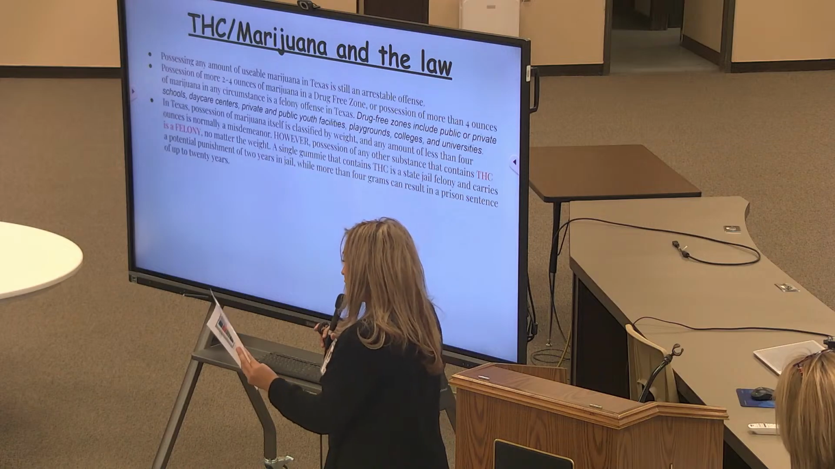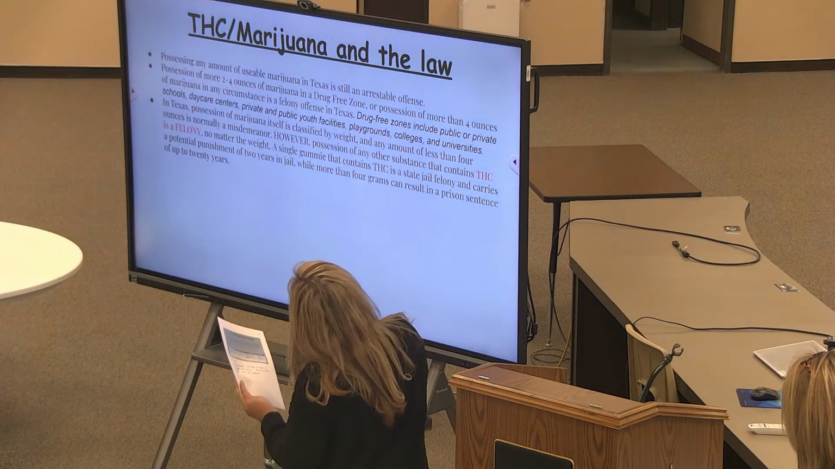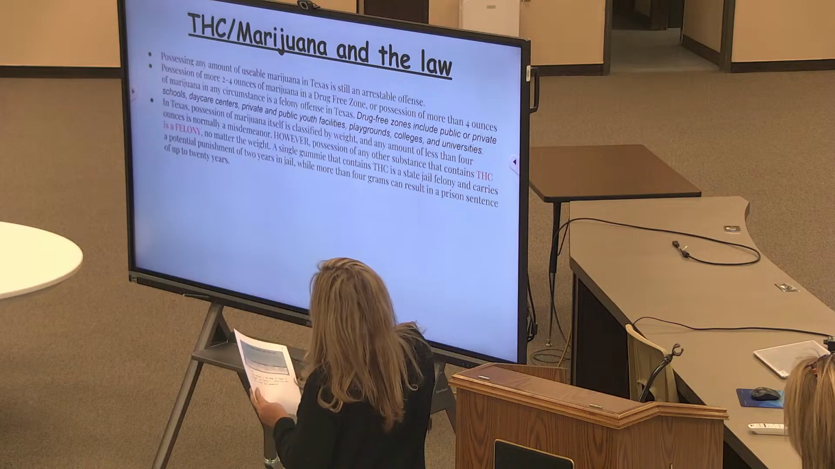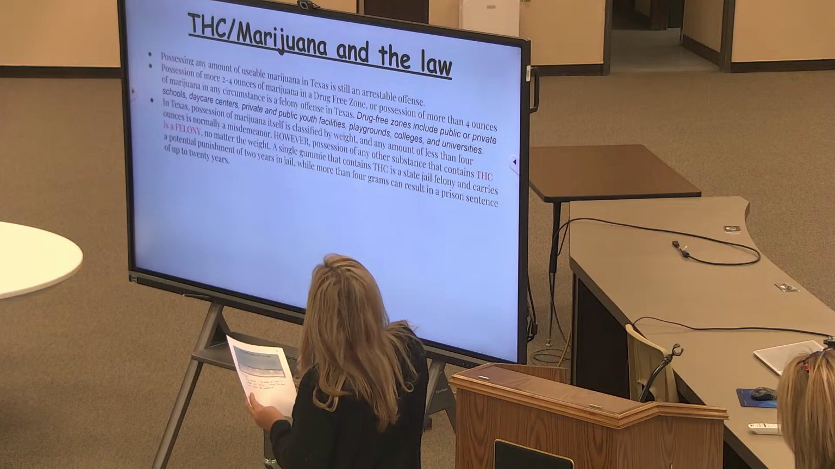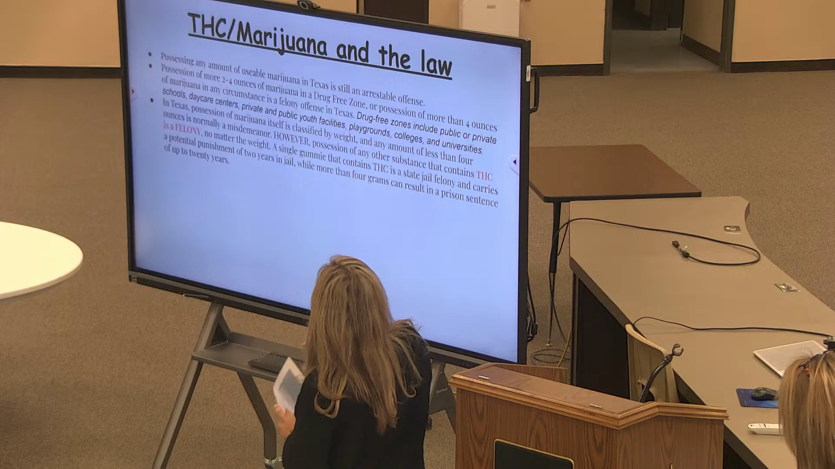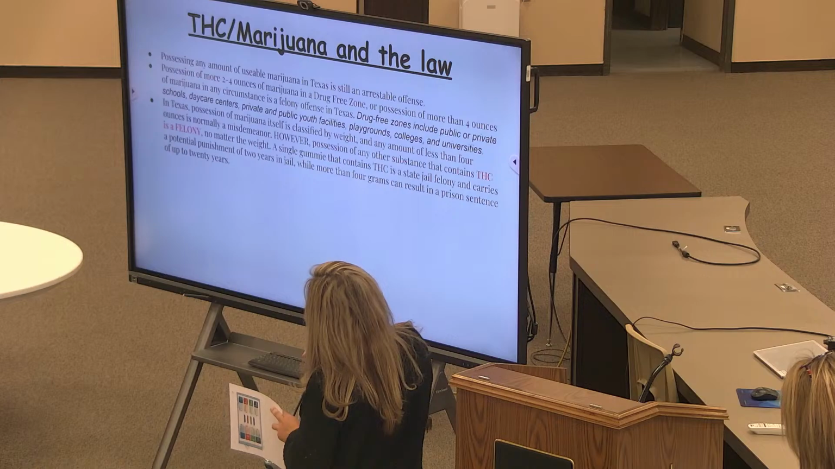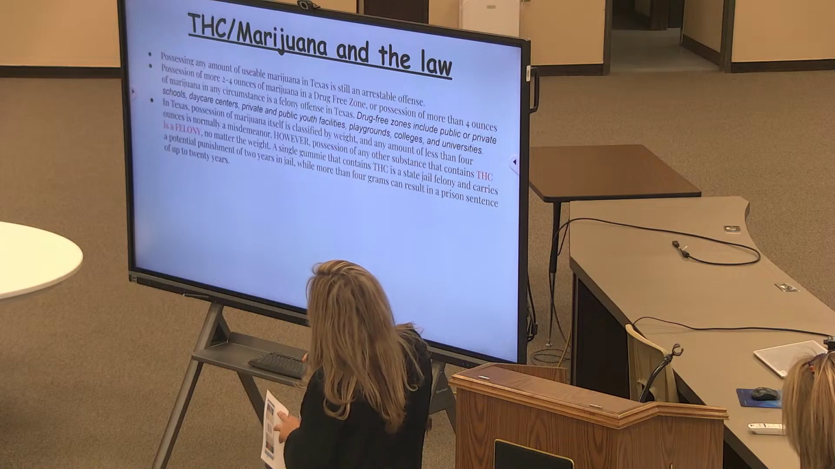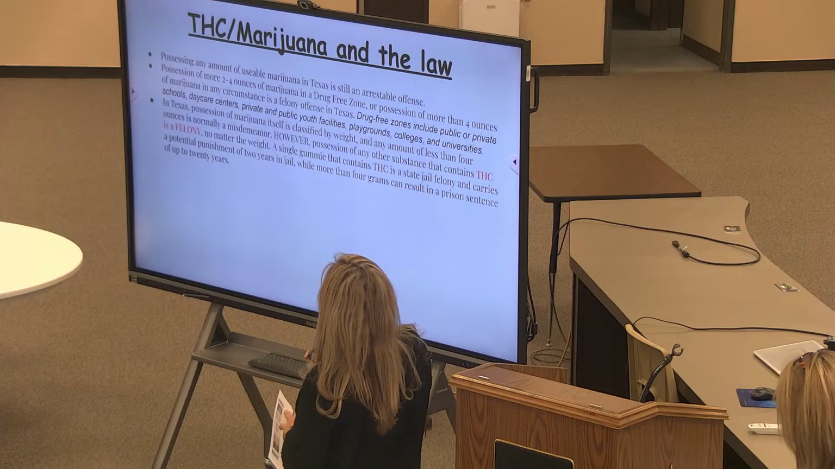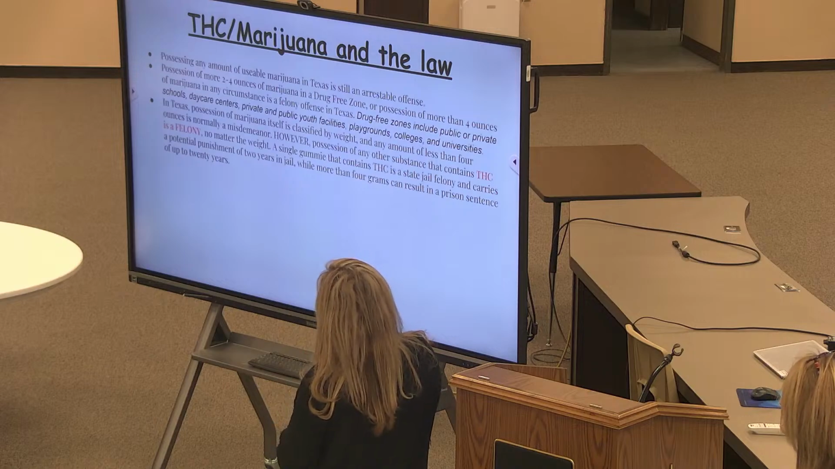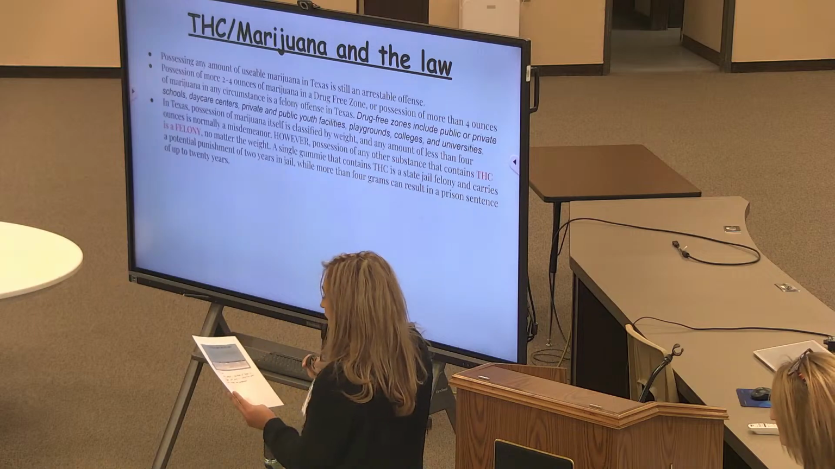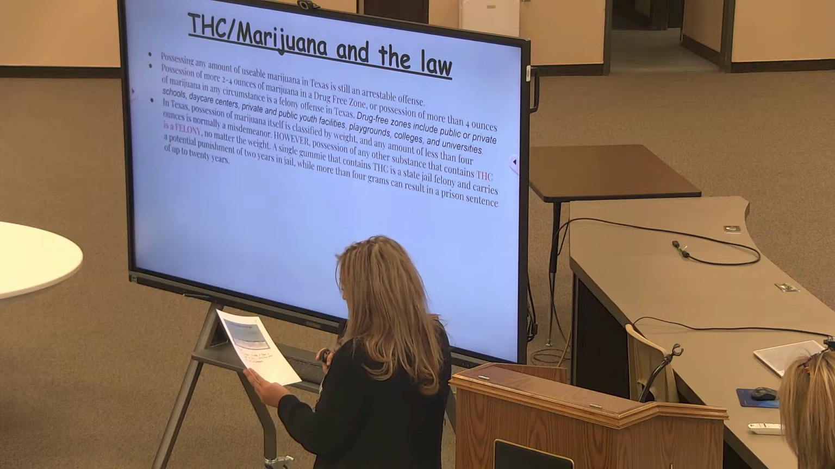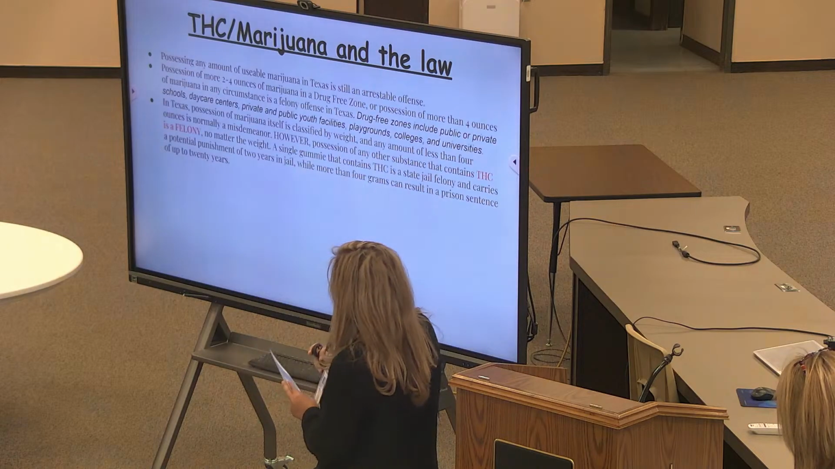If we go ahead and look at drug zones, THC, and marijuana in the law, we have to look at the campus. Possession of 2 to 4 ounces of marijuana in a drug-free zone, or possession of more than 4 ounces of marijuana in any circumstance, is a felony offense. In Texas, drug-free zones include public or private schools, daycare centers, private or public youth facilities, playgrounds, colleges, and universities. So we have to understand that THC is a felony. Any amount in the state of Texas is illegal, and we could have a severe punishment.